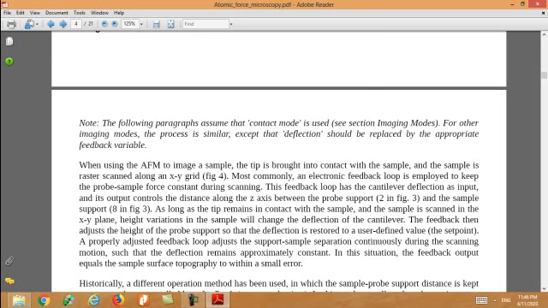As long as the tip remains in contact with the sample and the sample is scanned in the xy plane, height variation in the sample will change the deflection of the cantilever. The feedback then adjusts the height of the probe support so that the deflection is restored to a user-defined value. A properly adjusted feedback loop adjusts the probe-sample separation continuously during the scanning motion such that the deflection remains approximately constant. In this situation, the feedback output equals the sample surface topography to within a small error.